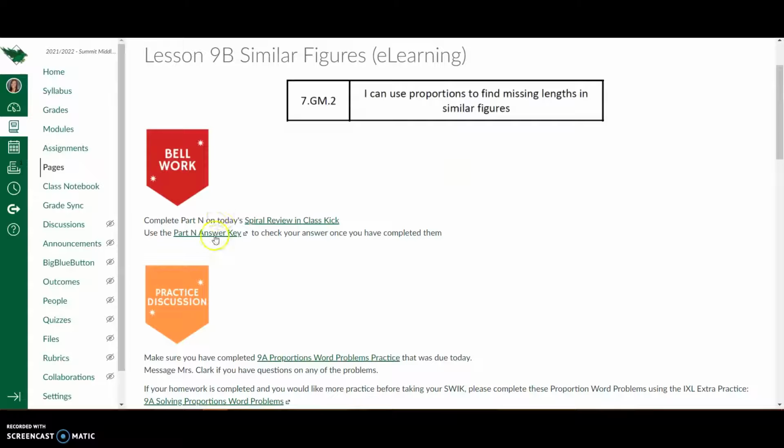Once those 3 questions are done, just click here and check your answers, highlight them green if they're correct. If they're not correct, then please erase your work and fix it so that you have the correct answer written down on your class kick.